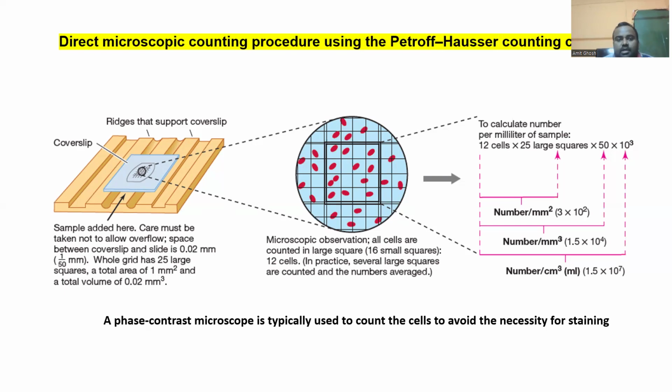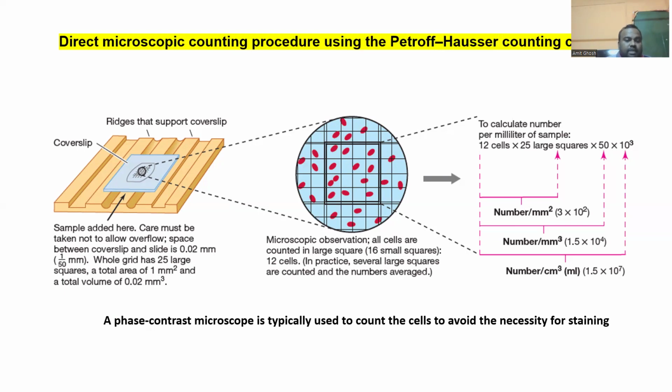Here is an example of a direct microscopic counting procedure using the Petroff-Hausser counting chamber. In the slide picture, on the left side there is a stage, and these use cover slips, and the materials below are ridges that support the cover slip, actually. And here is the chamber, and in that chamber, if you add some liquid grown culture, you need to add the sample.